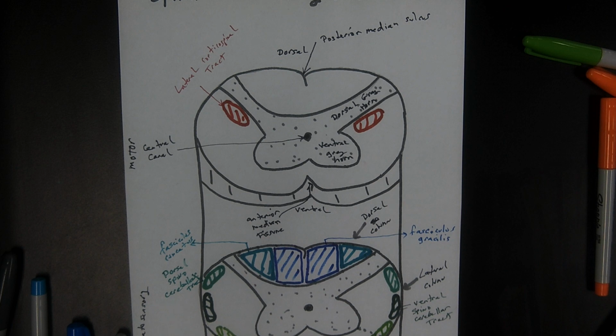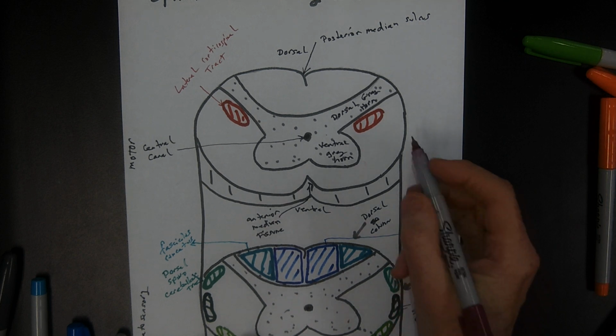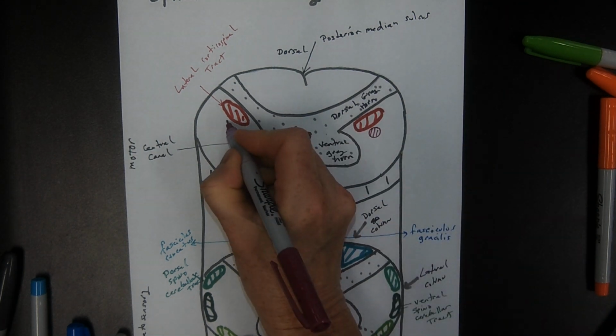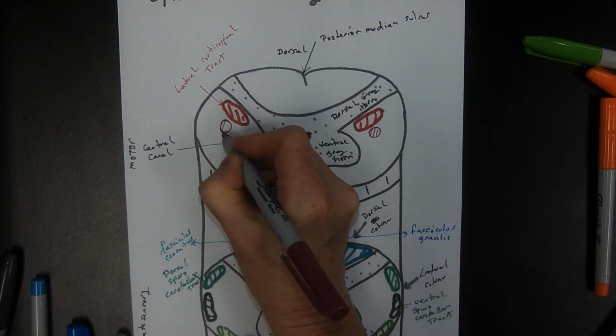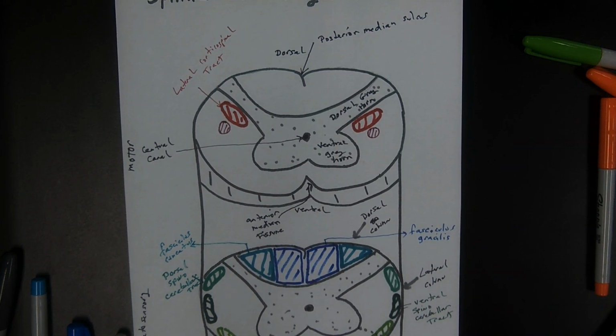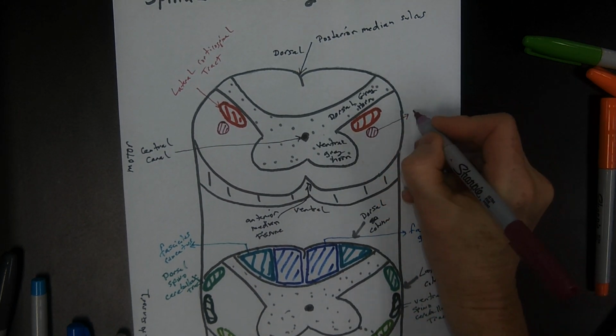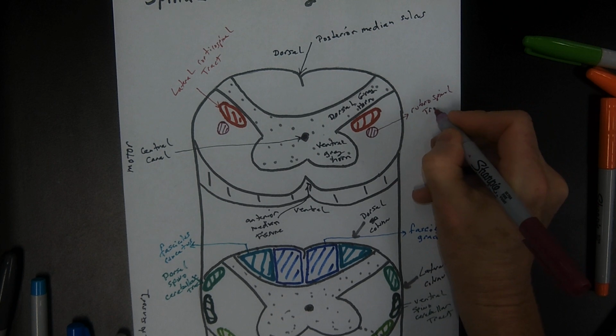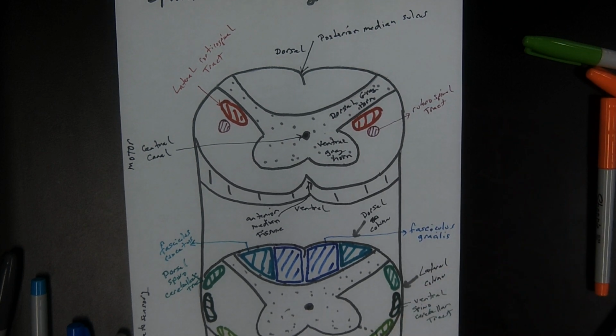Okay, and then same thing on both sides. Underneath your lateral corticospinal tract, this is that big old bundle of axons traveling down from the red nucleus. Okay, this is going to be your rubrospinal tract. So lateral corticospinal is a biggie. Rubrospinal just underneath of it.